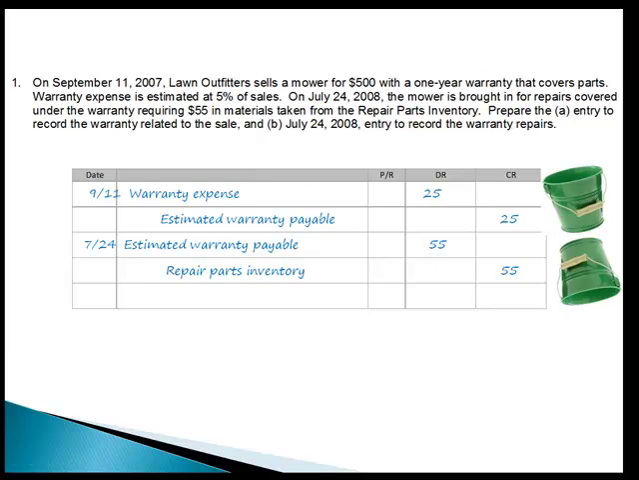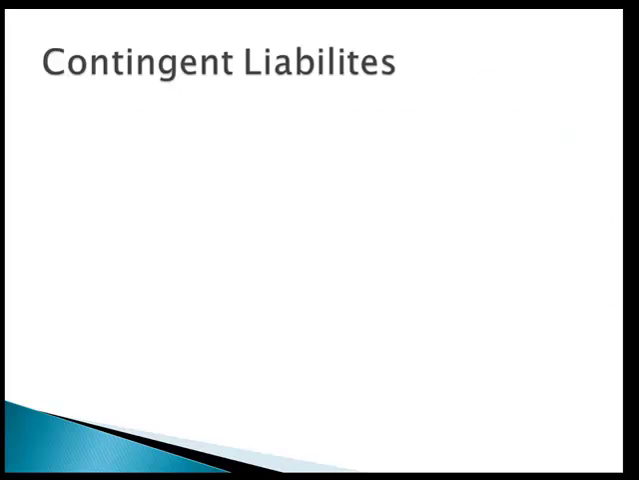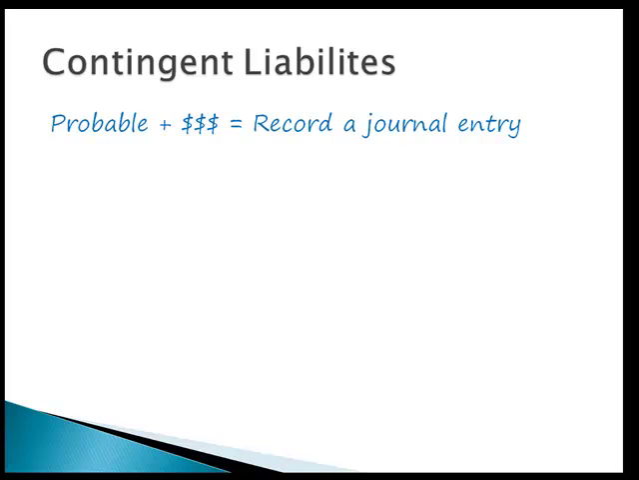Okay. In this particular example, though, just focus on what happened on September 11th. You record warranty expense and estimated warranty payable. In the new year on July 24th, you paid out, and it was $55. Okay, so that's warranties. The other contingent liability that we're going to focus on is more like a lawsuit liability.